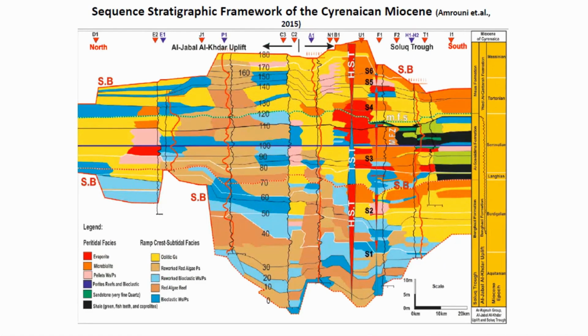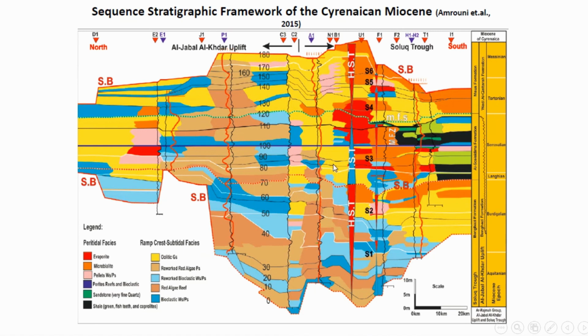Here you can see the sequence stratigraphic framework of the Cyrenaican Miocene. This cross-section has been constructed roughly from north to south, and the datum, which you can see here, was selected at the base of the maximum flooding surface. The different colors show the facies distribution. The yellow color represents the oolitic grainstone, which is dominant here.